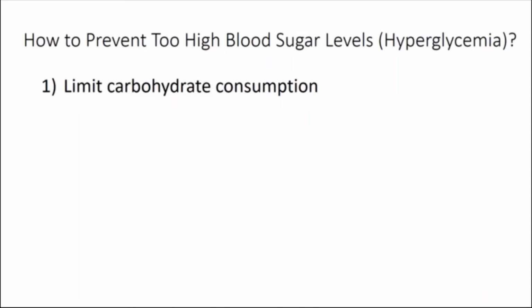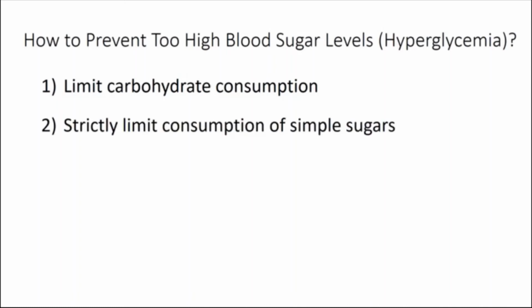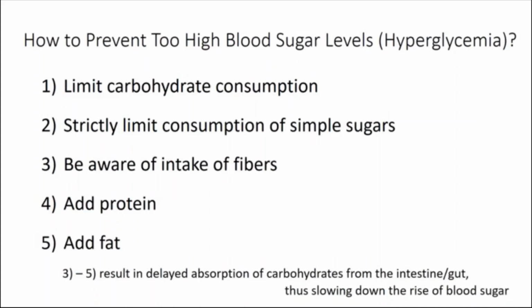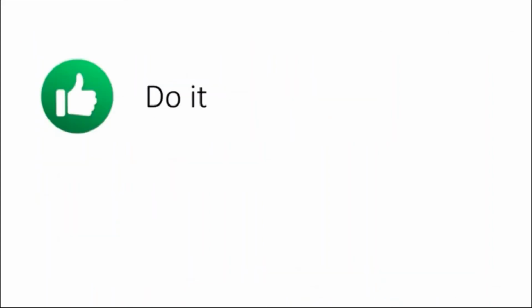First, limit your carbohydrate consumption. Have a look at how much carbohydrate is in your meal. Very strictly limit the consumption of simple sugars, because that's what's getting the blood sugar up mostly. And be aware of the intake of fibers. Add some protein to your food and add some fat. That sounds strange, but it will result in a delayed absorption of carbohydrates from the intestine and from the gut, and thus the blood sugar is not rising that fast. As a result of the last slides, we come to this slide. Do it, namely, optimize your diet.